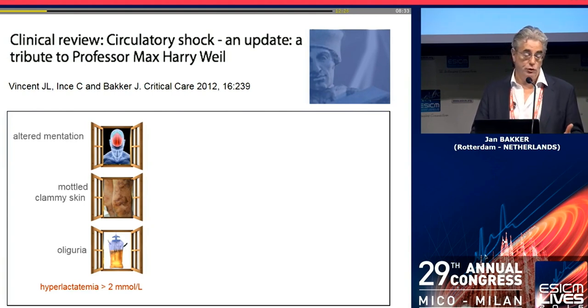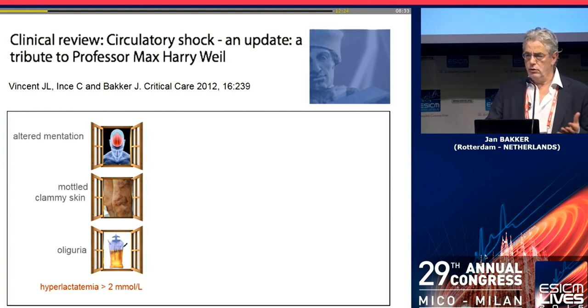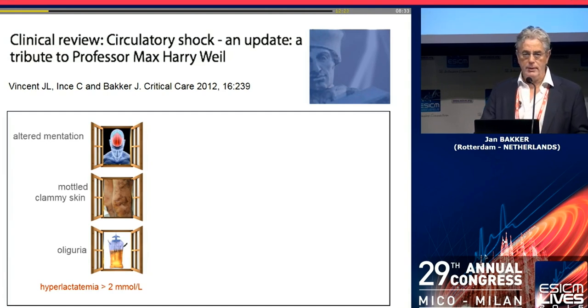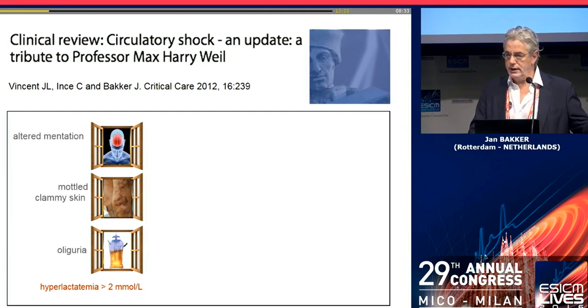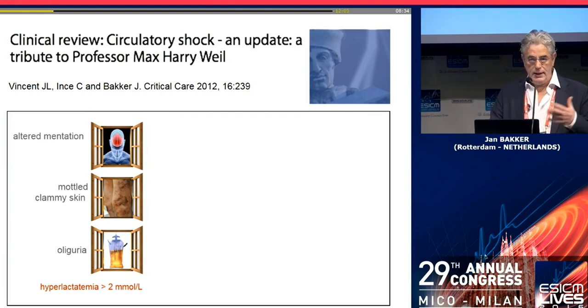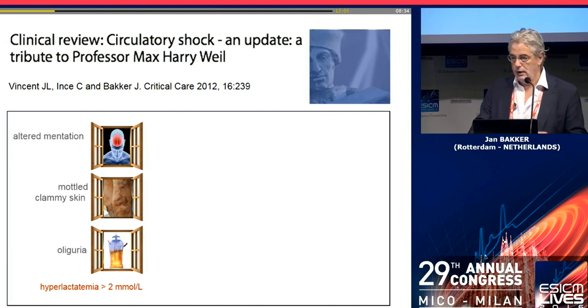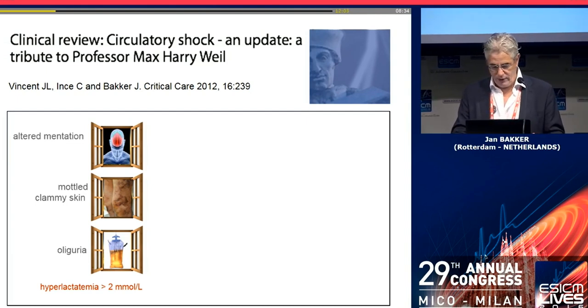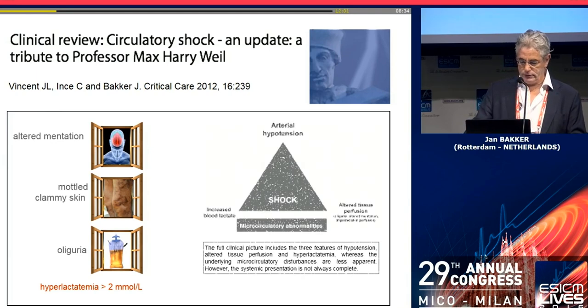And then, of course, oliguria. Oliguria is much more difficult than we think, but if you urinate and you stop urinating, that's a bad sign. If you don't urinate, you increase blood pressure or give fluids, you start to urinate, that's a good sign. So in changes like that, it's very useful. And of course, Max Harry Weil's favorite, the increased lactate levels.